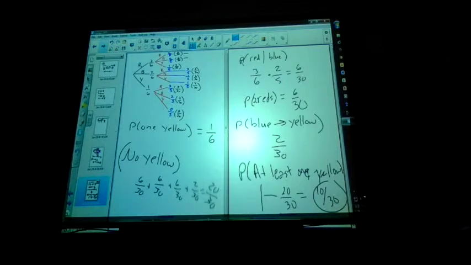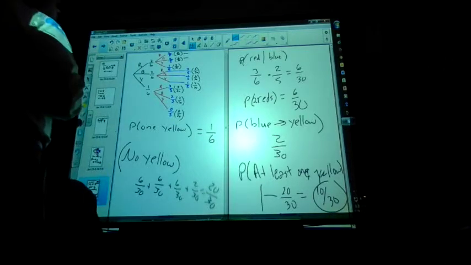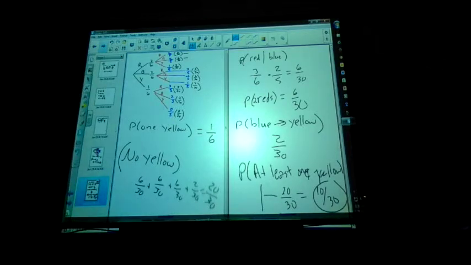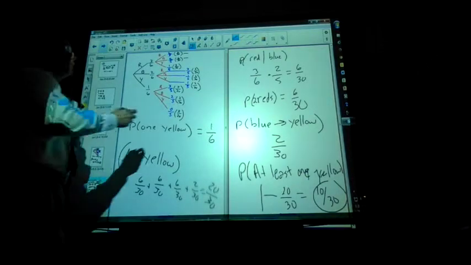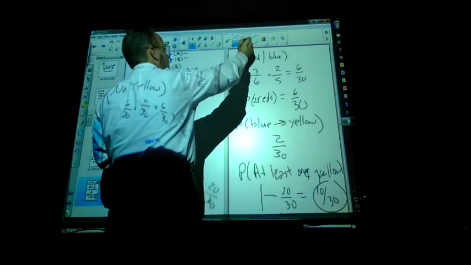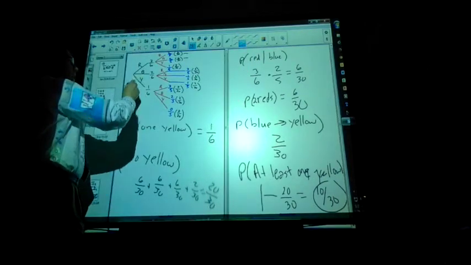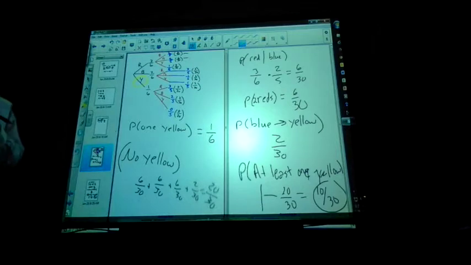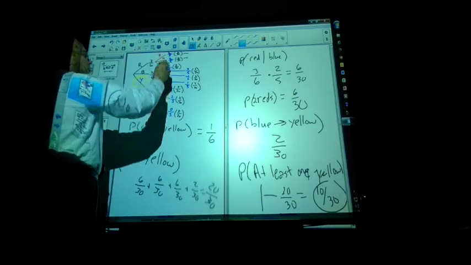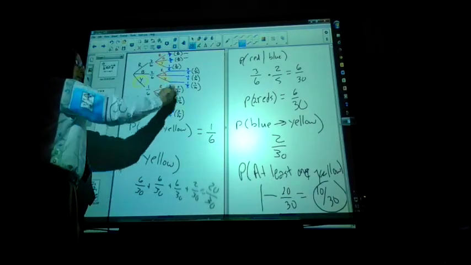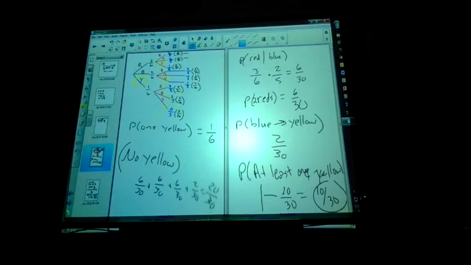Wait, so for the no yellow one, you wouldn't just take the 30 and then subtract the 5 that are taken up by the yellow, and then you're just done? I'm just confused, if you got 20 instead of 25. Okay, so I'm going to do this. I'm eliminating. Oh, never mind, I get it. That branch is eliminated, right? And then this branch and this branch are eliminated, and we're not even using that anymore. Does that make sense? Yep.